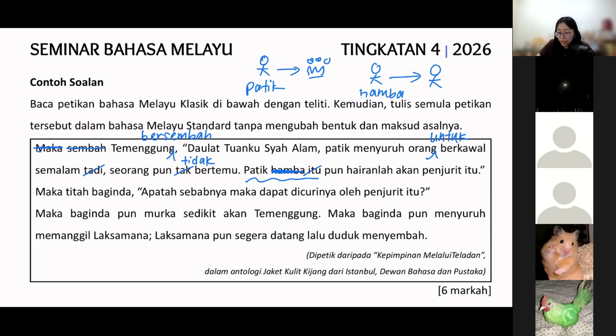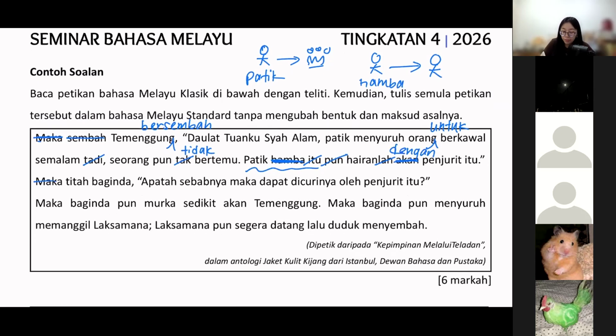And then take out the itu as well, because you are saying I don't need itu already. So patik, cancel the pun. Hairanlah can remain because this is a dialogue, but you want to take out also can. So I feel weird with the penjurit. Penjurit also can remain. Penjurit can be askar or penjahat.